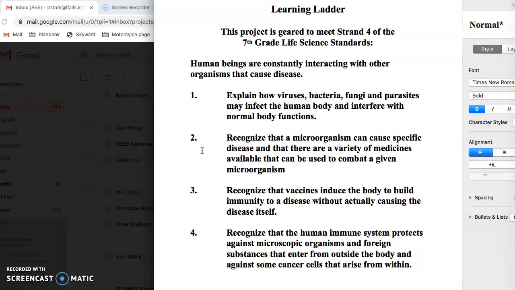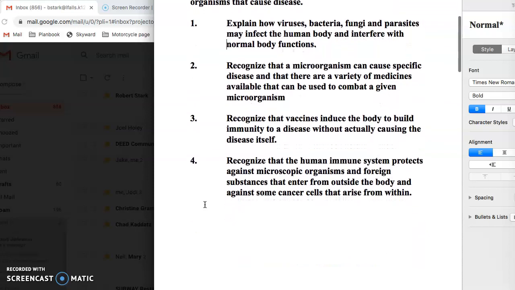Number 2, recognize that these microorganisms cause specific diseases, and there are a variety of medications that are available to fight these diseases. Recognize that vaccines have been introduced and can be given to you to prevent you from getting specific diseases caused by viruses. And the last one there is that your body has a human immune system that is constantly on guard and fighting for you to remain healthy, with your immune system at your back.